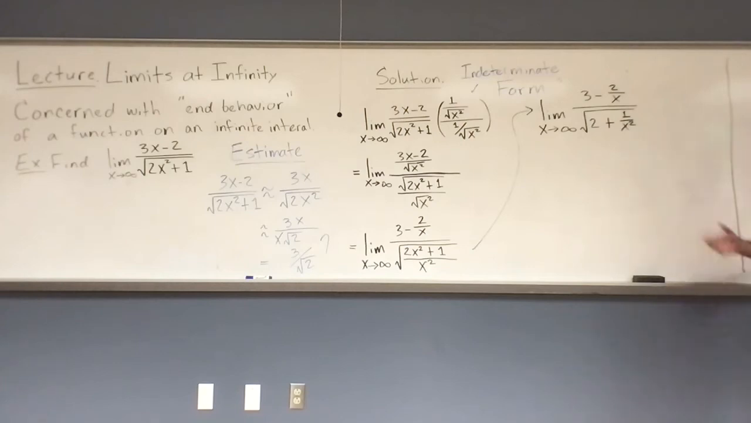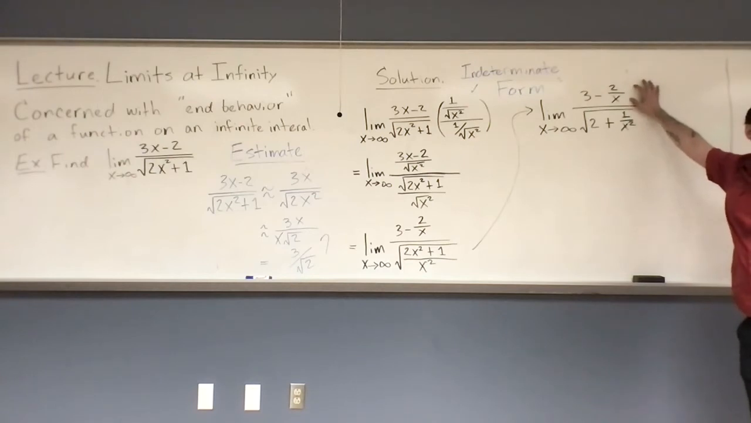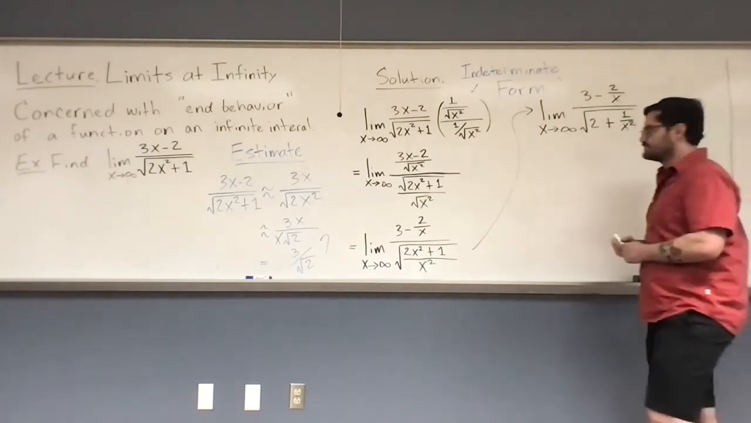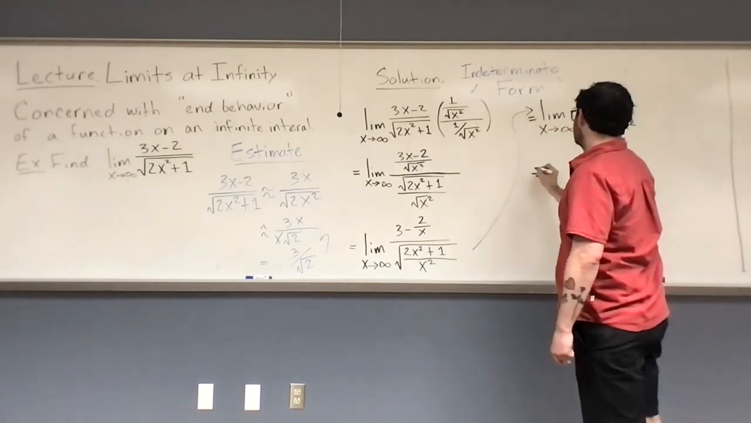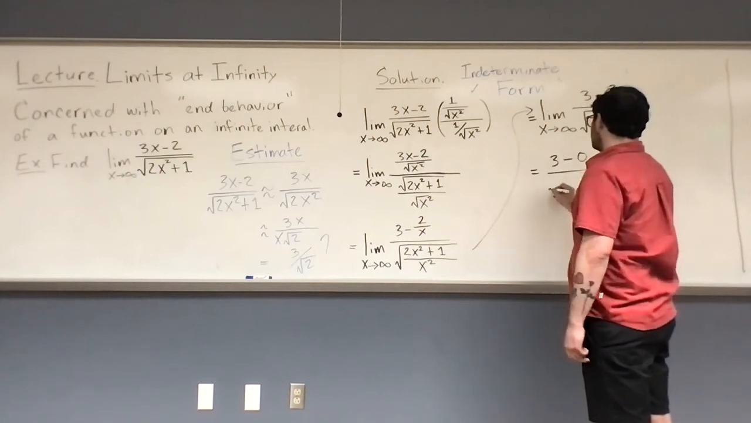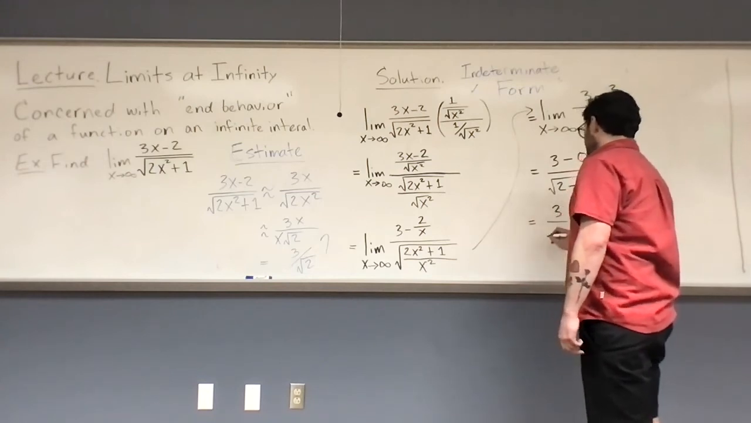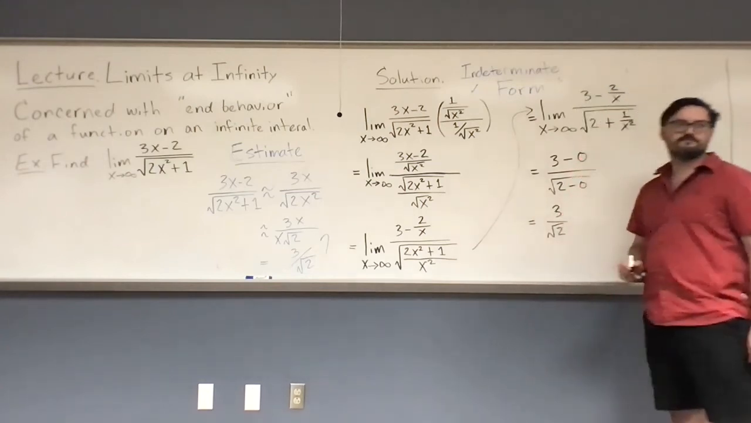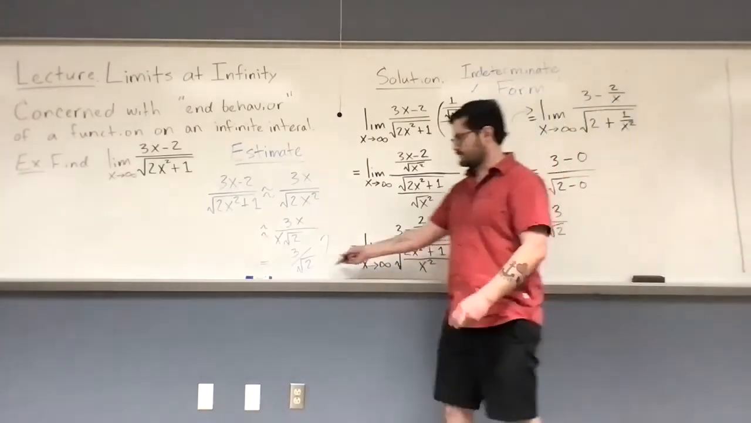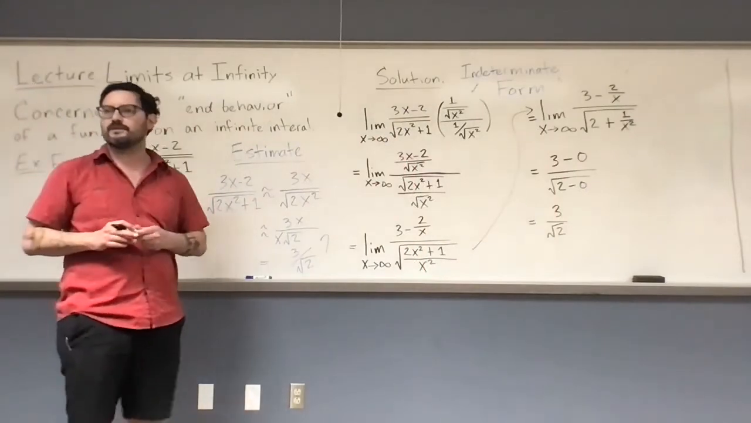Okay, now we're good. Constant divided by x, constant divided by x squared. Those pieces there go to 0, right? As x gets arbitrarily large. So that means that this is going to be equal to 3 minus 0 over the square root of 2 minus 0, which is just equal to 3 over root 2. It matches up with what we thought it should be. We can be moderately like, okay, this is correct.